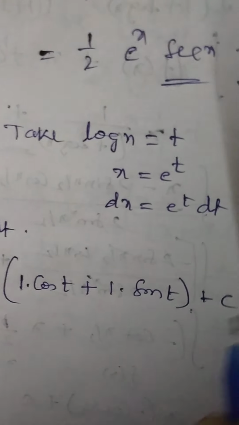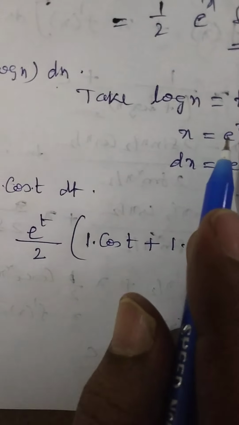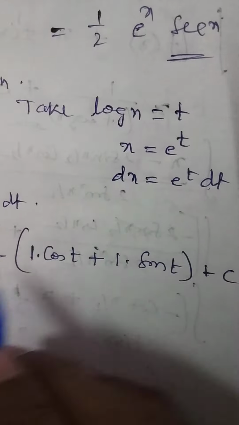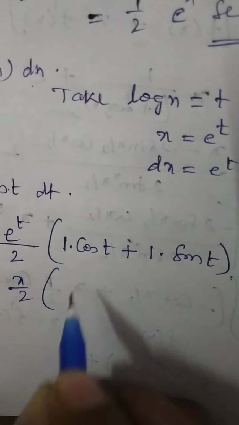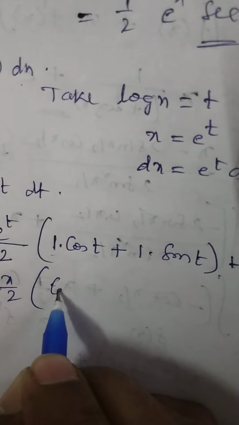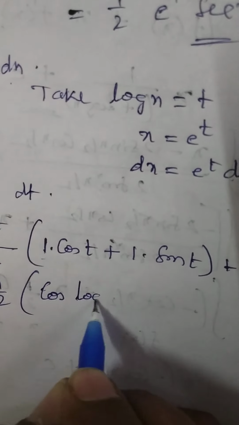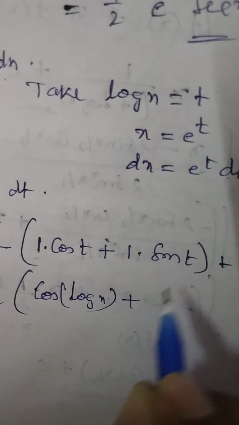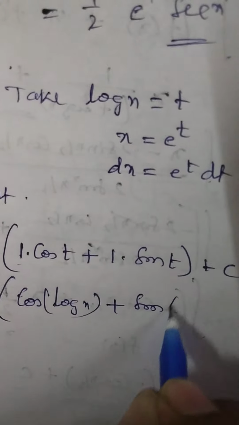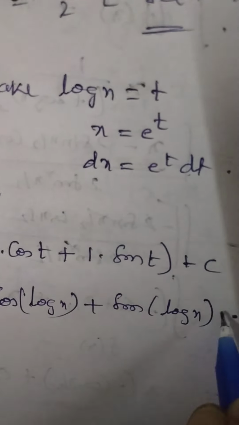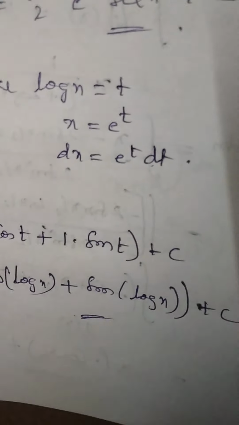Okay, let's see. That is equal to e power t, which is x, by 2 into 1 into cos t is cos t. So cos of t is equal to cos of log x, plus sin t, that is nothing but sin of log x, plus c. This is the final answer.